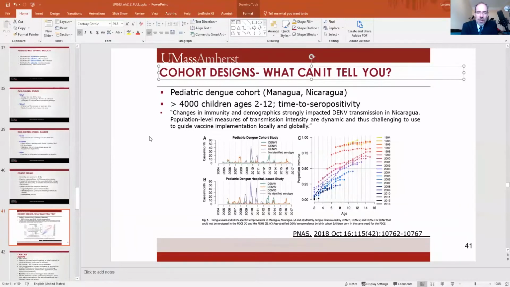DENV transmission in Nicaragua. Population level measures of transmission intensity are dynamic and thus challenging to use to guide vaccine implementation locally and globally. And so what we see here is that we've got a cohort. We're following along to see at what age they become infected, become seropositive, and when it happens. So not unheard of to do for ID research, but not particularly common either, but you definitely will see it.